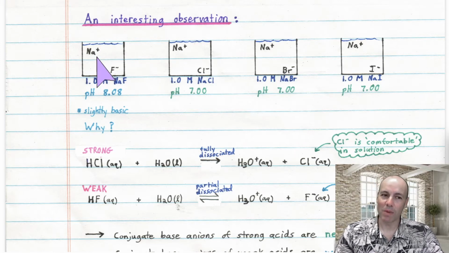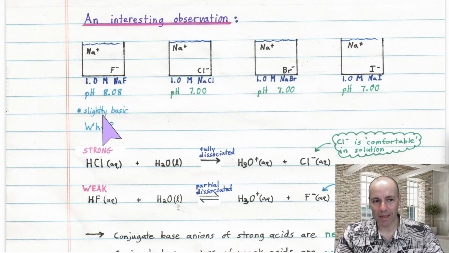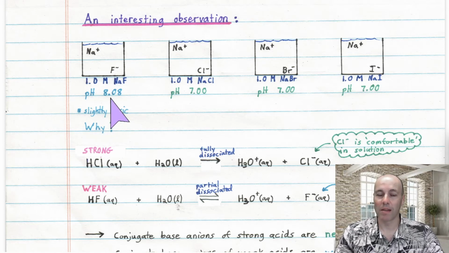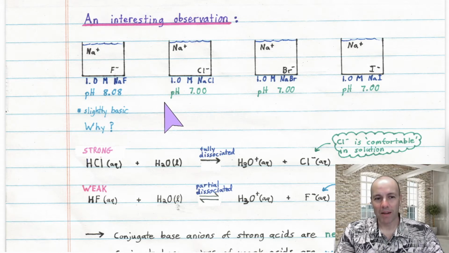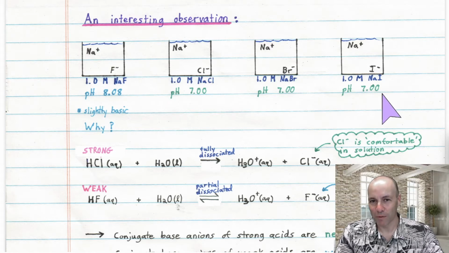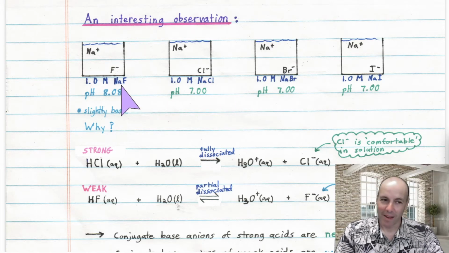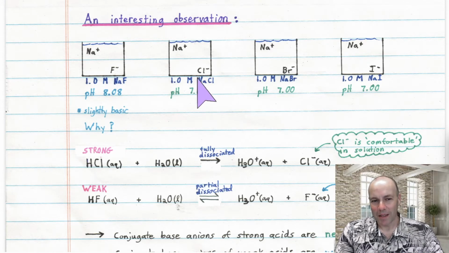Now, if you take a pH meter and you measure the pH of all 4 of these solutions in the laboratory, what you would find is the first one is slightly basic with a pH of 8.08, while the other 3 are neutral. So the question is, why is this the only one that's basic? To help answer that question, it might be appropriate to take a look at the other ones and see why they are neutral. And if we can understand that, then I think you'll see why the first one is slightly basic.